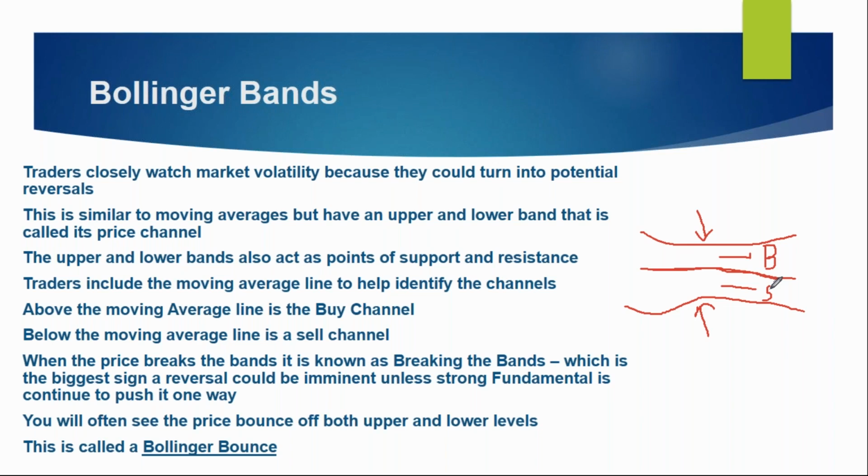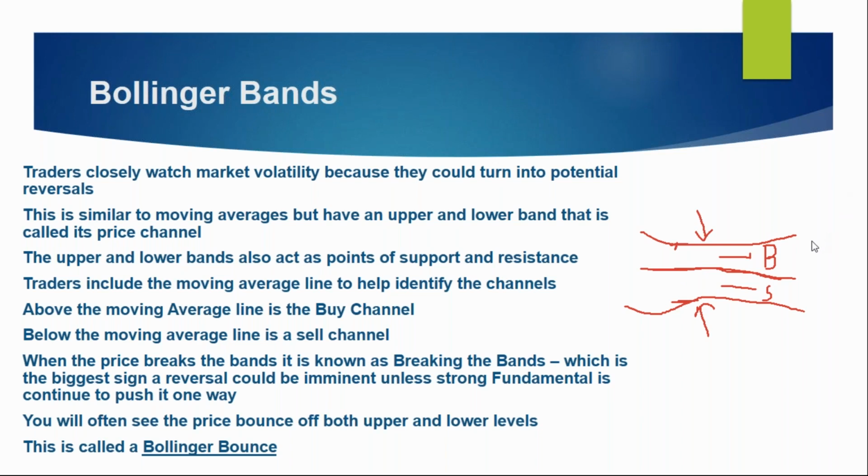When the price breaks the bands, it's known as breaking the bands, which is the biggest sign that a reversal could be imminent, or we're going to get a pullback. Unless there's strong fundamentals that will continue to push it one way through the bands. But you will often see the price bounce off the top and the bottom, and this is called a Bollinger bounce. I tend to look out for bounces off the top and the bottom when the bands are tighter together, so when the markets are less volatile.